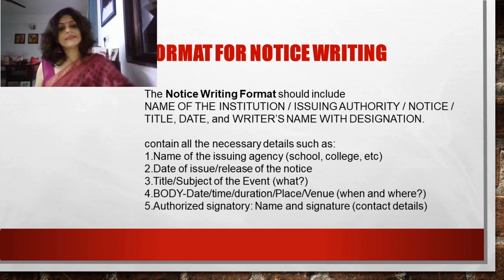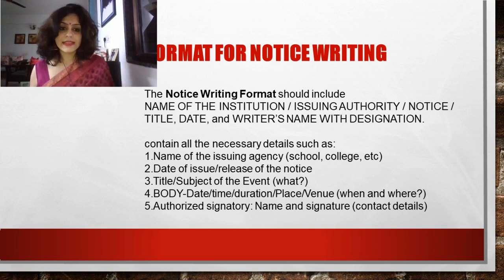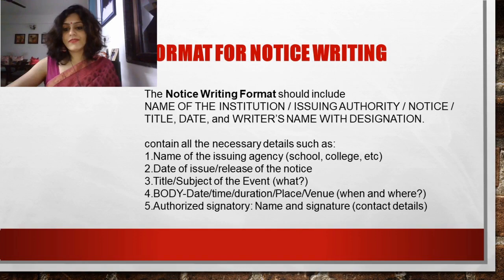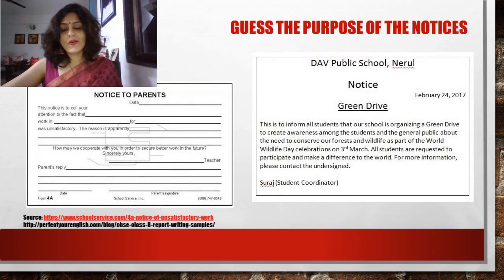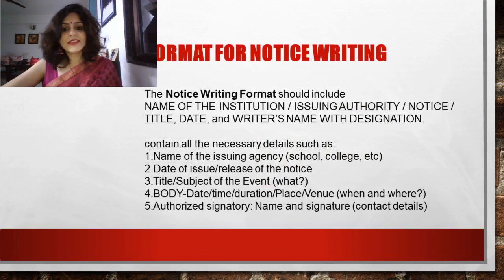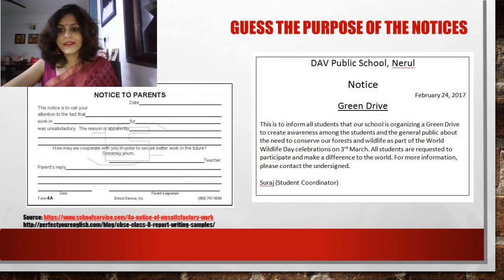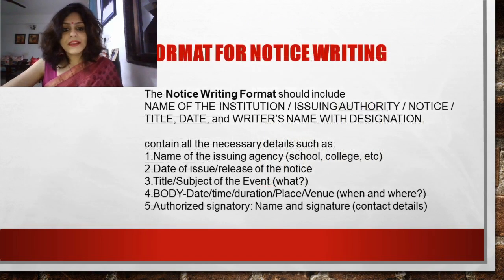And then let's see what other things a notice should have. It should have the name of the issuing agency. Now if you remember, if you look at this over here, you will see DAV Public School. So this is the issuing agency, right? And then you have the word notice, then you have the title, the topic or the subject of the notice, right? So name of the issuing agency, which is the name of the organization. Then you have the date. So if you look over here, you will see the date, right? Here also there's a column for date. Then you have the title or the subject, which we already discussed.